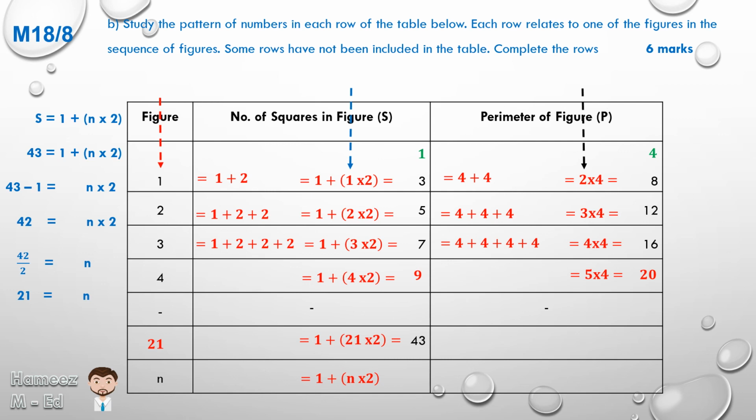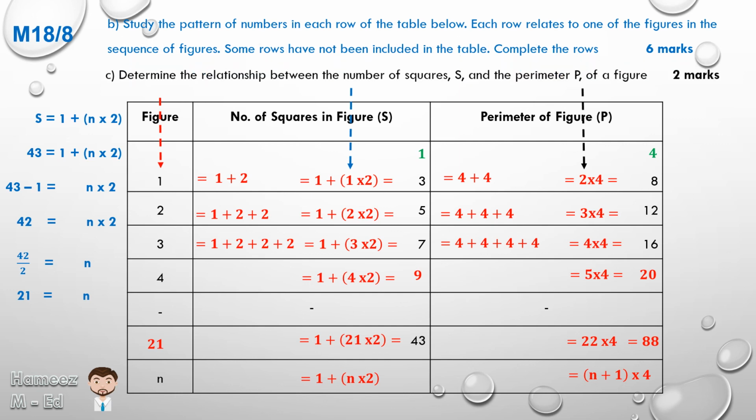Now, for the 21st figure, it will be 21 times 4, which is 84. And finally, for n, we can say it'll be n plus 1 times 4, and that will be the pattern. Now, part C of the question says, determine the relationship between the number of squares S and the parameter P of a figure.